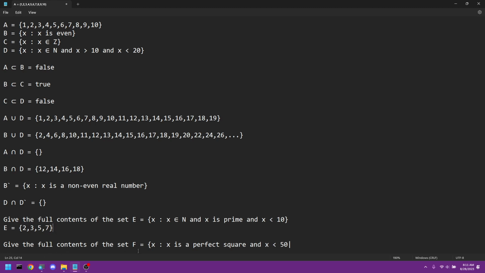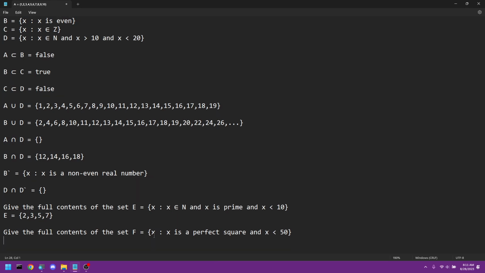Then give the full contents of the set F, which equals x, such that x is a perfect square and x is less than 50. Oh, I wrote that wrong. I wrote it wrong again. All right. So we're looking at perfect squares under 50. A perfect square is always going to be a positive number. So our perfect squares, is 1 a perfect square? Yes, 1 times 1 is 1. 1 is, 2 is not, 3 is not.